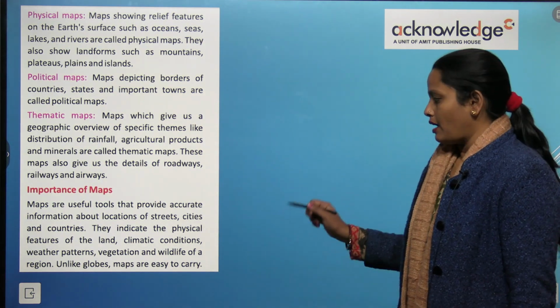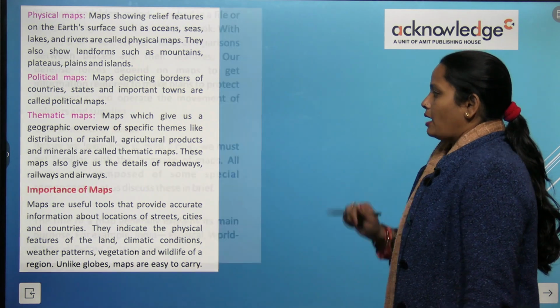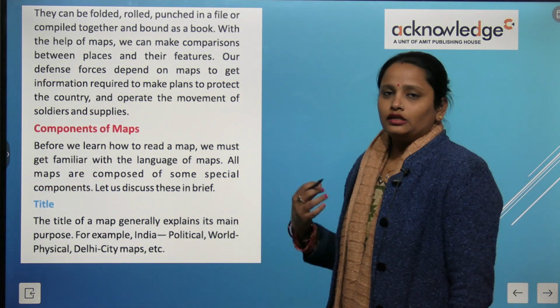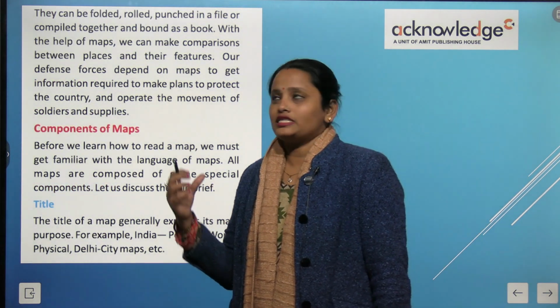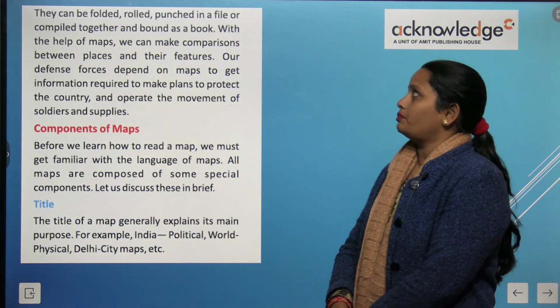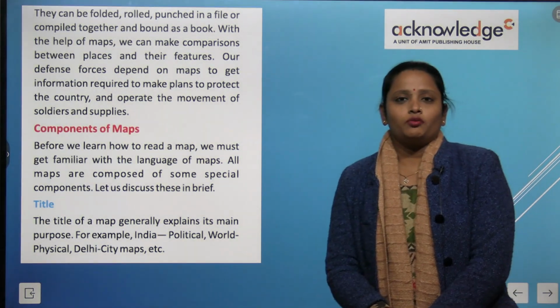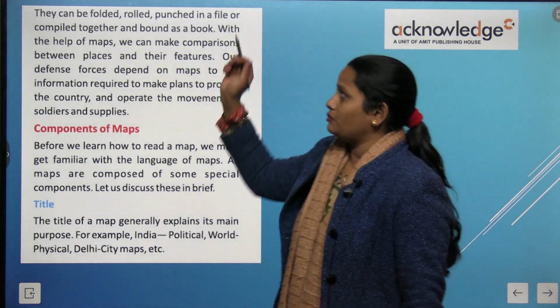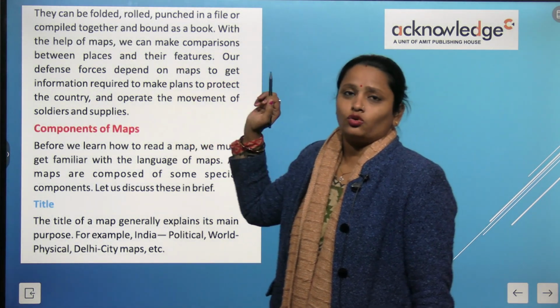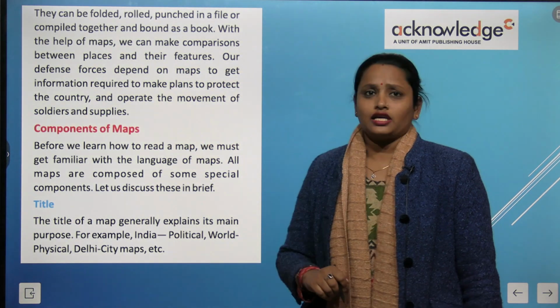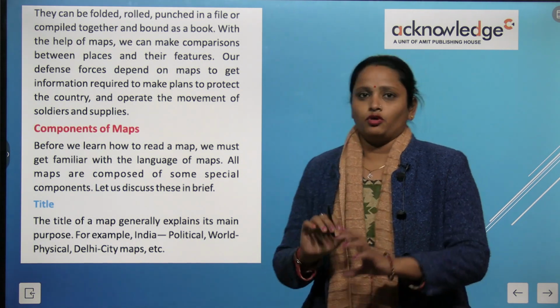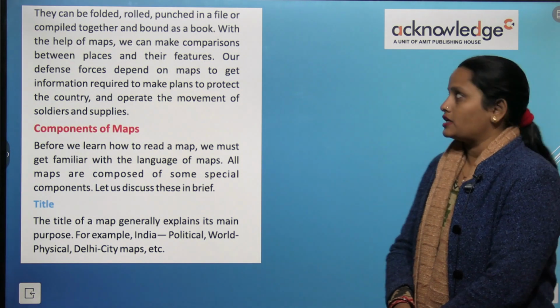Unlike globes, maps are easy to carry. Map जो है globe की तरह difficult नहीं है. It's very easy to carry. They can be folded, rolled, punched into a file or compiled together and bound in a book. So map को हम इन सारे ways से use कर सकते हैं. हम इन्हें fold कर सकते हैं, roll कर सकते हैं, punch कर सकते हैं किसी फाइल में या फिर किसी बुक में compile करके उसका एक atlas बना सकते हैं.